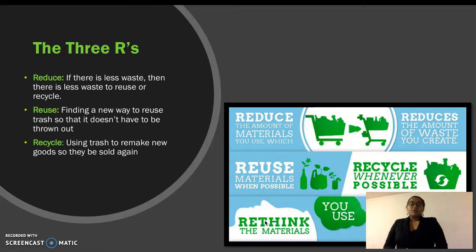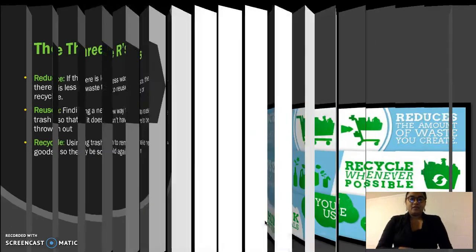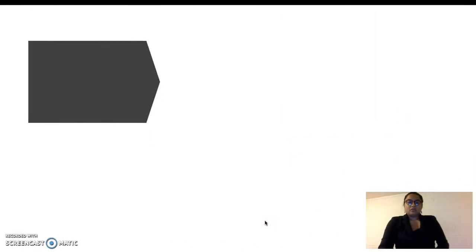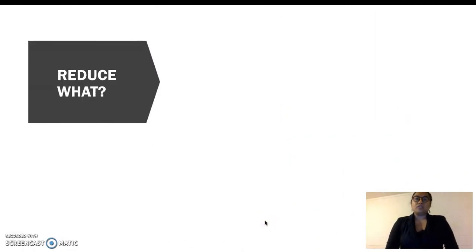So the 3 R's are, of course, reduce. If there is less waste, then there is less waste to reuse or recycle. Reuse, finding a new way to reuse trash so that it doesn't have to be thrown out. Recycle, using trash to remake new goods so they can be sold again. And so, what are we reducing exactly?